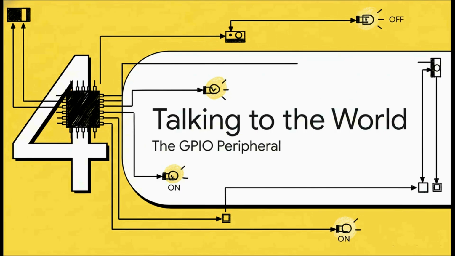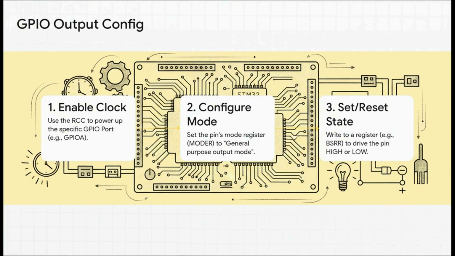All right, enough theory. Let's make this real. We'll start with the most fundamental peripheral there is, the GPIO, or General Purpose Input/Output. This is how our chip actually talks to the outside world, by setting physical pins to a high or low voltage. So let's say we want to blink a simple LED.